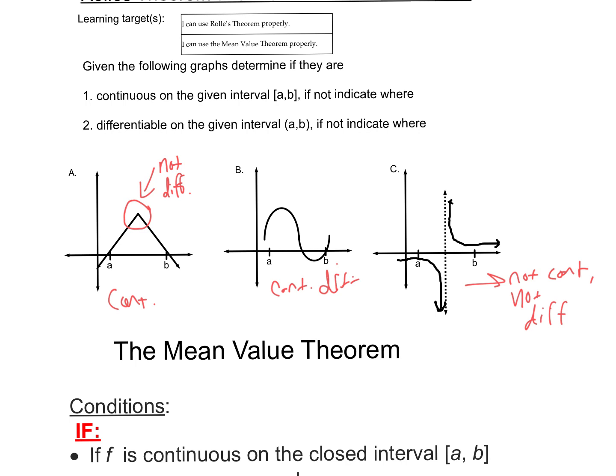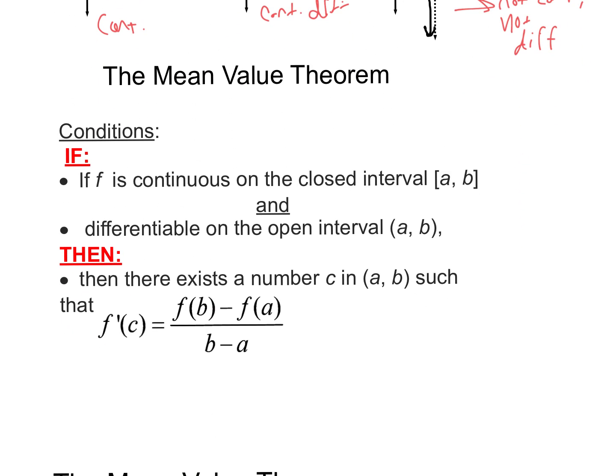All right, folks, so our first one was not differentiable, but it was continuous. B is continuous and differentiable, so we can actually apply the mean value theorem. And then letter C is not continuous, nor is it differentiable because of this gosh darn asymptote. All right, so mean value theorem, you have to check those conditions first. Then we'll talk about what visually this looks like in a second.